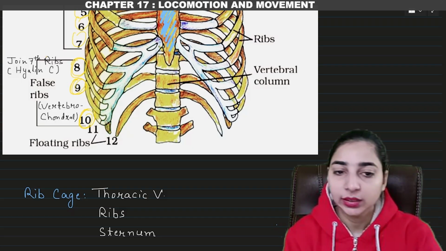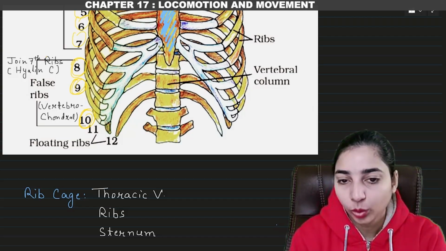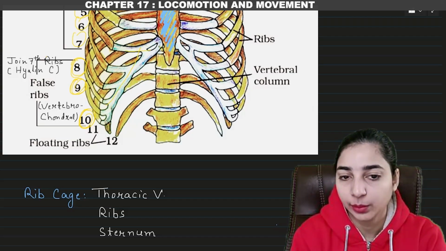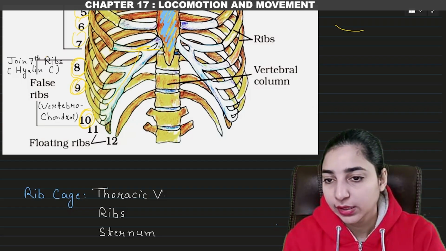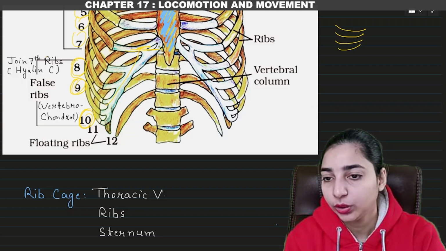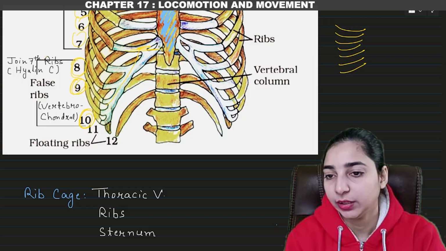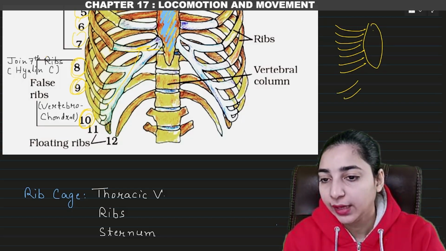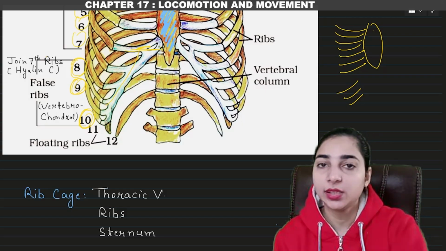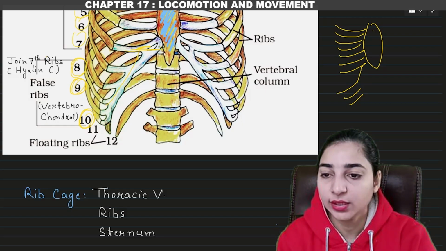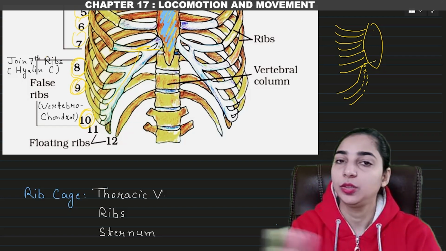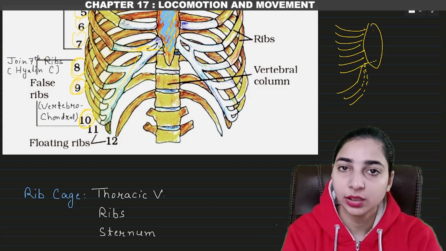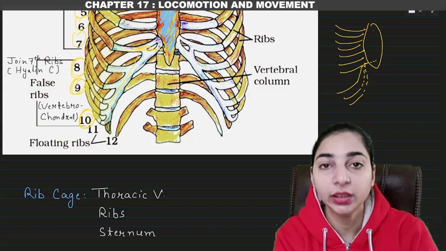So 8, 9 and 10, you can see these are not joining the sternum directly. These have joined the 7th rib. Okay, so see, first rib, second rib, third rib, fourth rib, fifth rib, sixth and seventh. These are joining the sternum. But the rib number 8, 9 and 10 are not joining the sternum directly. Instead, they have joined the 7th rib, and through the 7th rib, they have joined the sternum.